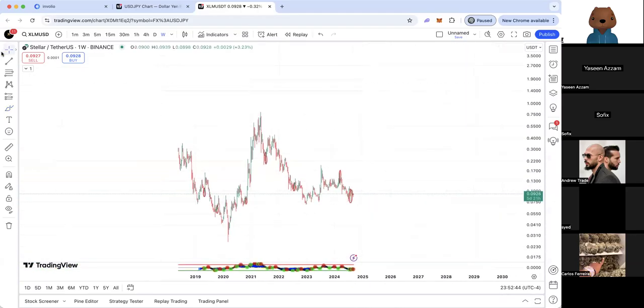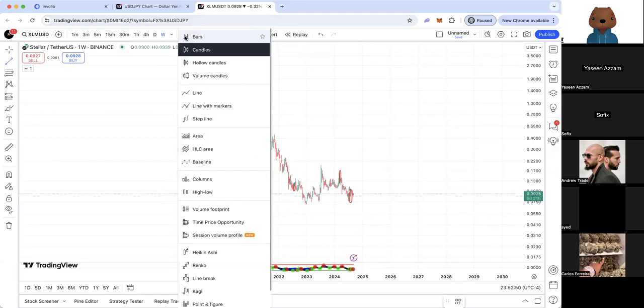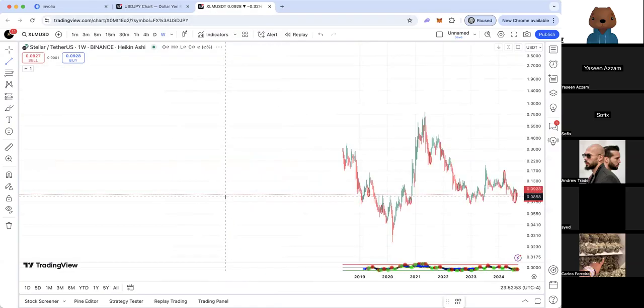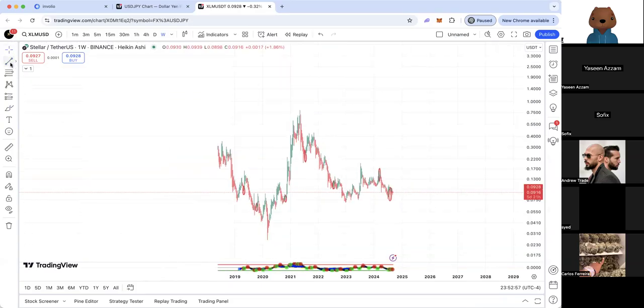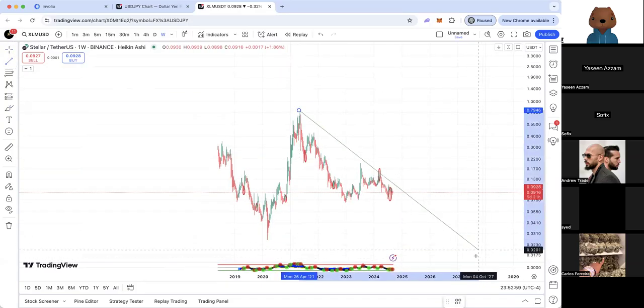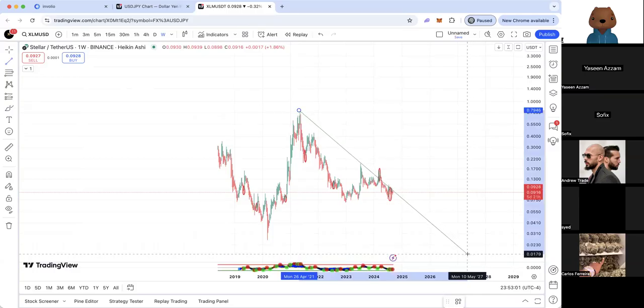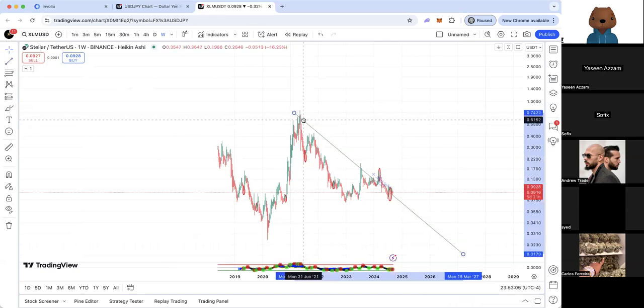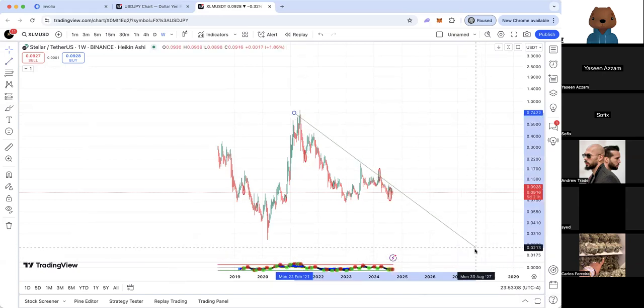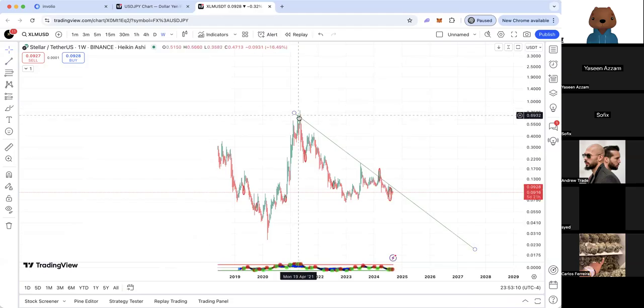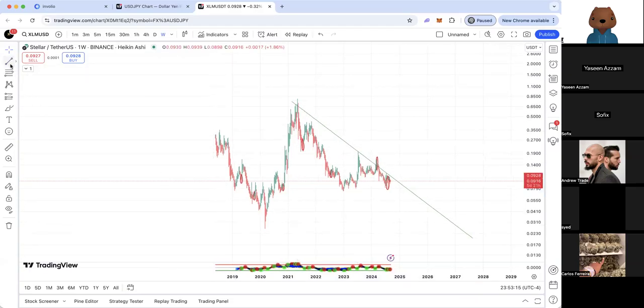Let's draw the trend lines real quick. So, go back to Heikin Ashi real quick. Yeah, draw some trend lines right here. This one right here. So this peak, and this peak. And now we're gonna do.